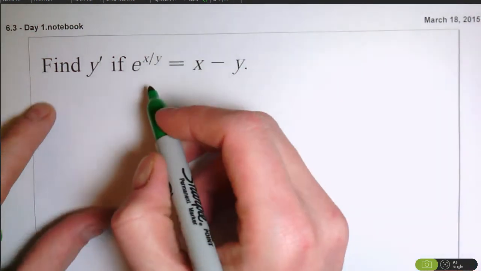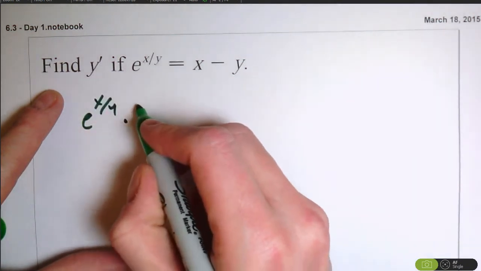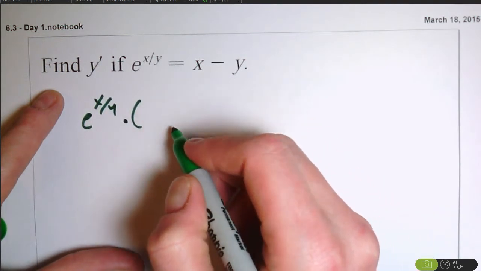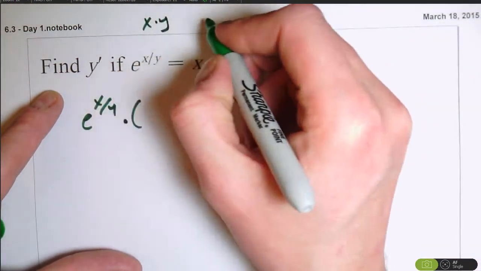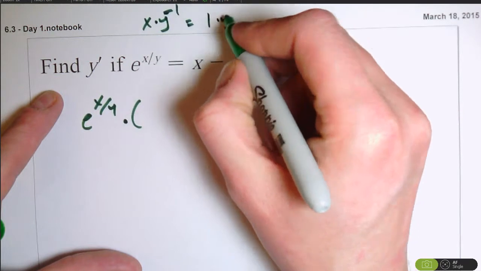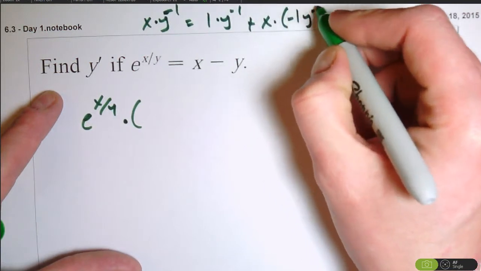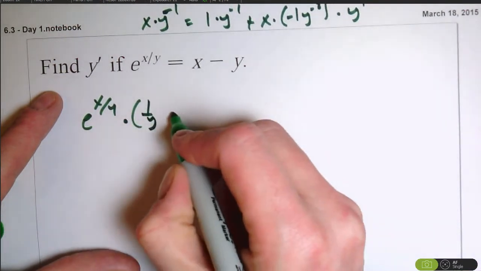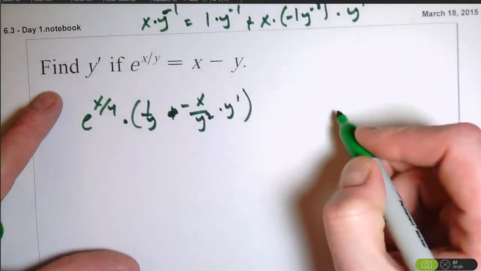Yeah, do the derivative of this side. So I'm going to get e to the x over y times the derivative of x over y. Now that's going to be a little ugly, isn't it? It's going to be a quotient rule, or we could just do this. x times y to the negative 1. That ends up being 1 times y to the negative 1 plus x times negative 1 y to the negative 2 times y prime. So 1 over y plus, minus x over y squared times y prime.